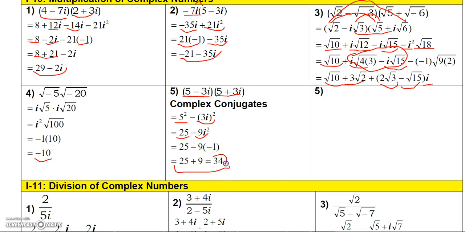And see, there's no more i in the answer. And that's always the case when you multiply two complex conjugates together. And we're going to need that in the next section, which has to do with division of complex numbers.